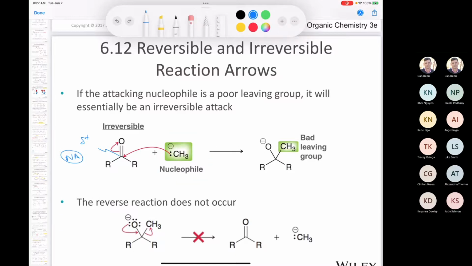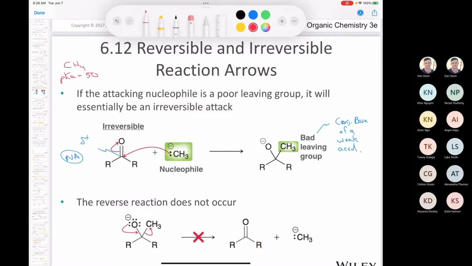Now, if a good leaving group was the conjugate base of a strong acid, a bad leaving group is going to be the conjugate base of a weak acid. Let's think about CH3 minus. That's the conjugate base of what? It's the conjugate base of methane, CH4, which is an alkane, and alkanes have a pKa of around 50. That's about as weak an acid as you can possibly get.